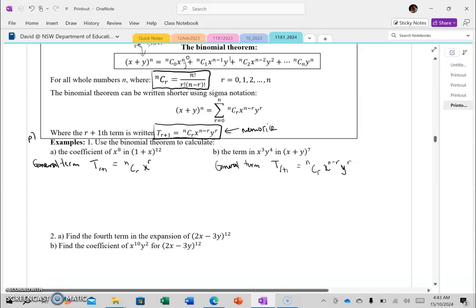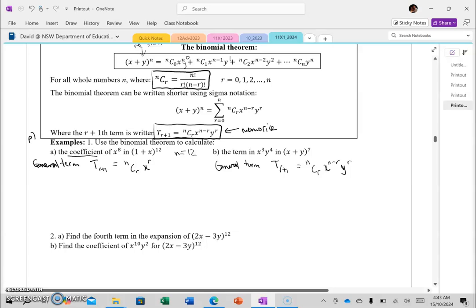Okay, let's look through some particular examples. So this says, use the binomial theorem to calculate the coefficient of x to the power of 8 in (1 + x) to the power of 12. The first thing I note is that the power is 12, so n is 12. And I want the coefficient of x to the 8.